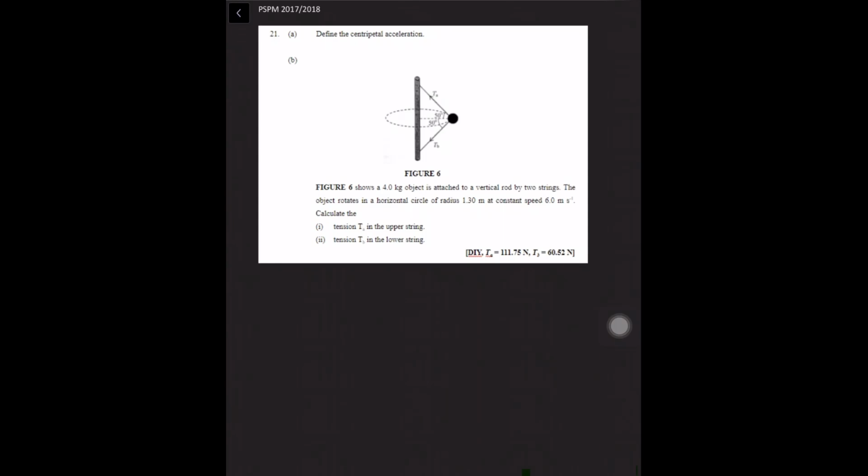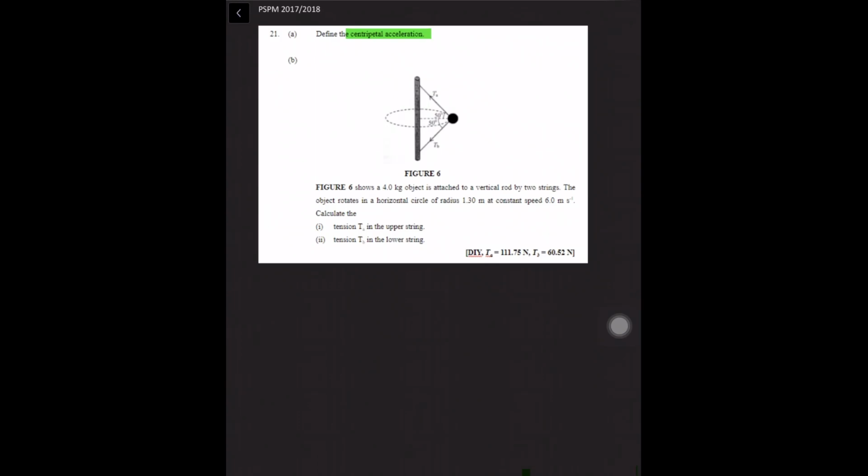2017-2018. Okay, so the first question is define centripetal acceleration. Centripetal acceleration can be defined as an acceleration of an object that is moving in circular motion. The direction of centripetal acceleration is directed towards the center of the circular motion or circular path. So that's it for question A.